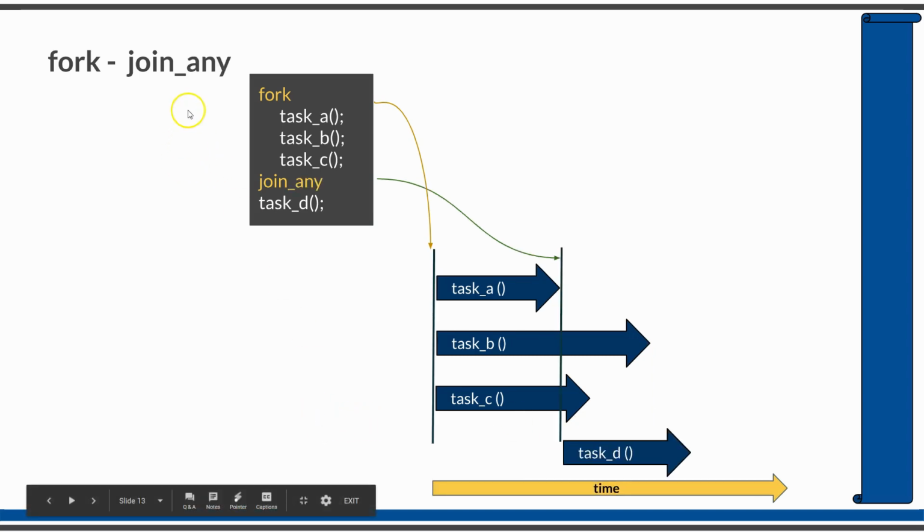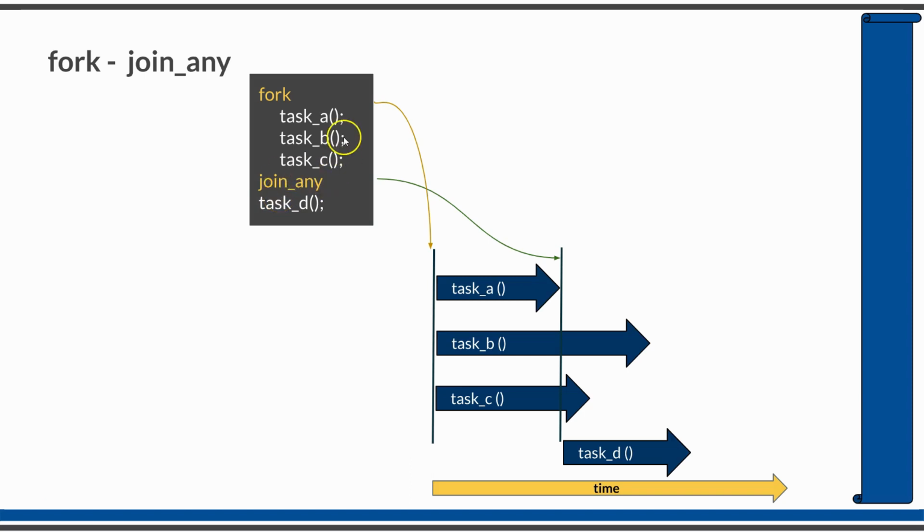Next is fork join any. So if you are using a fork join any instead of fork join, the difference is, instead of waiting for all the tasks that are launched by the fork to be completed, the fork join any will be waiting for any of the tasks to get completed. That means the fork join any will be coming out of its execution when the smallest length task, the task which is taking the shortest time, is completing.